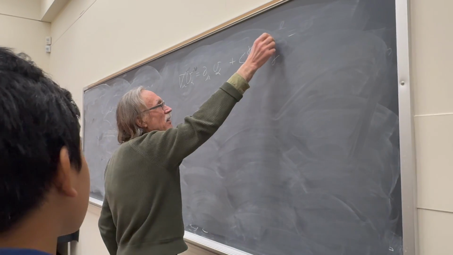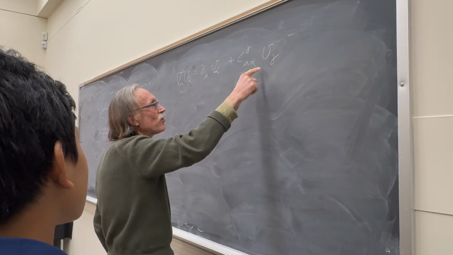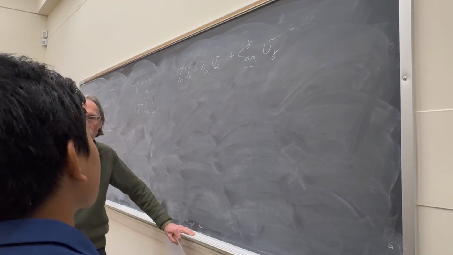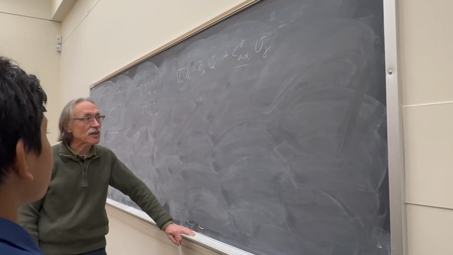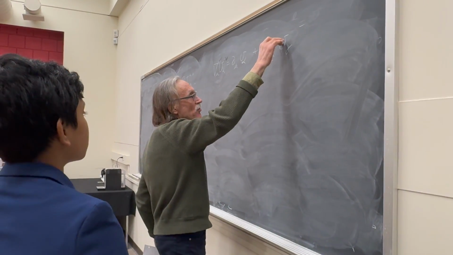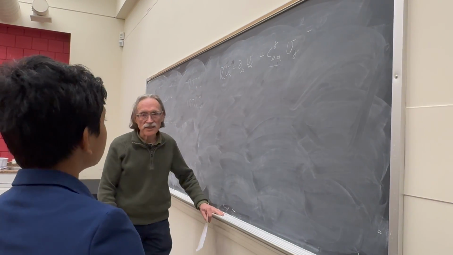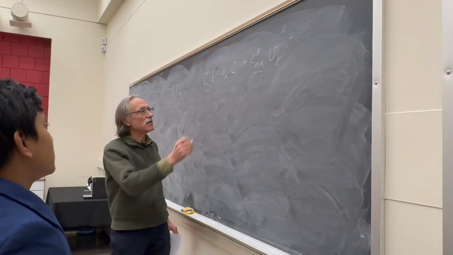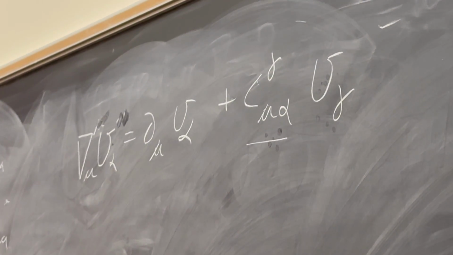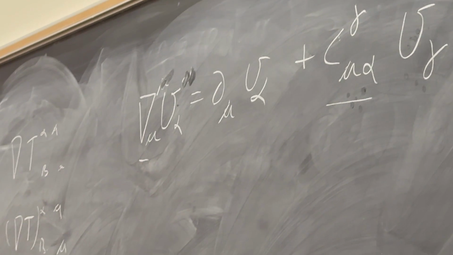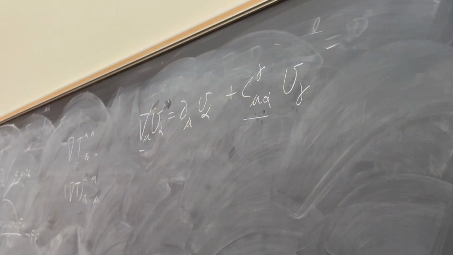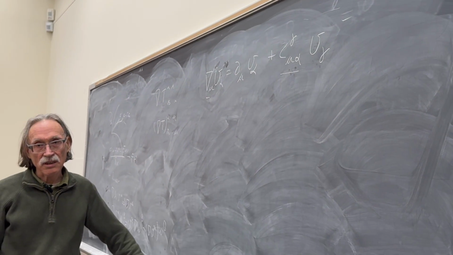And what is important is that this doesn't contain any higher derivatives of V lambda. It only depends on the vector at point x. And this is the most general kind of generalization of derivative you can have. So this is the derivative of general relativity.